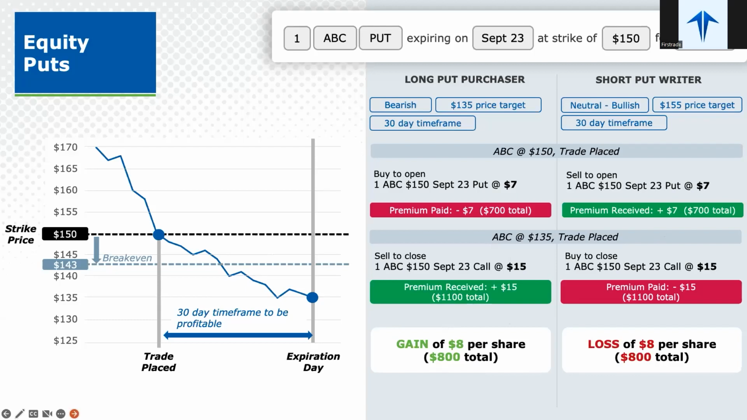Let's see what happens if ABC is at 135. So, let's see, it did the math again where I didn't update it. I apologize, but let's say it's at 15 and it's at 15 here. Now there is a gain on the long put side because it went to our price target, but we still lost some time value, which is important to know. And then the short put writer had a loss here.